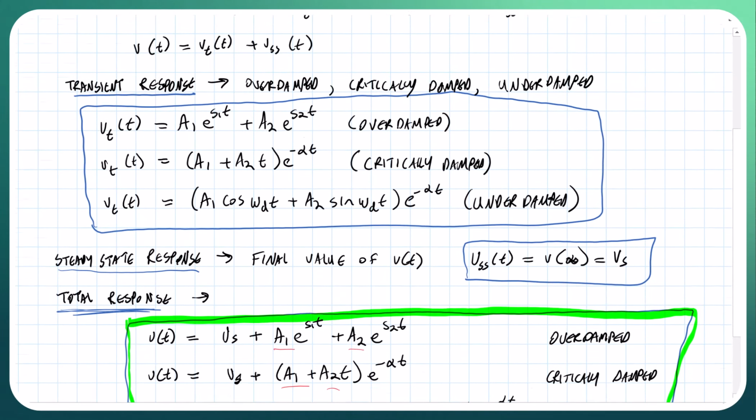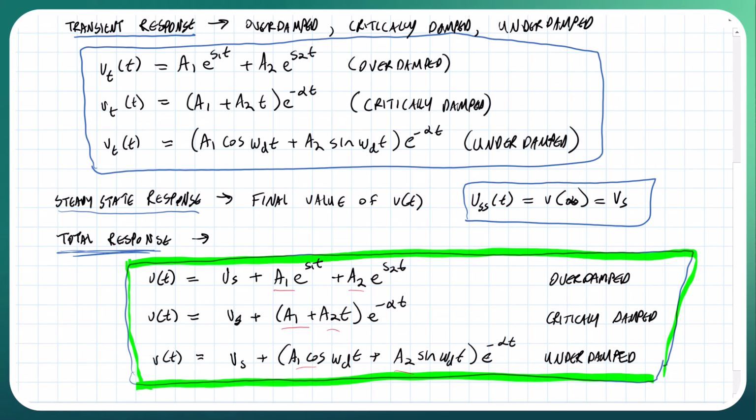Next, we'll talk about the step response for a parallel RLC circuit.